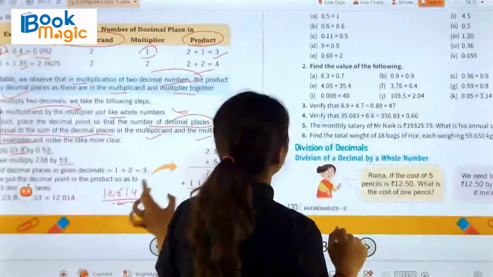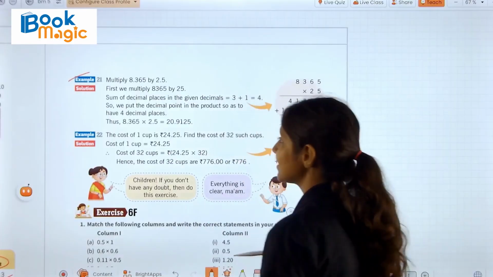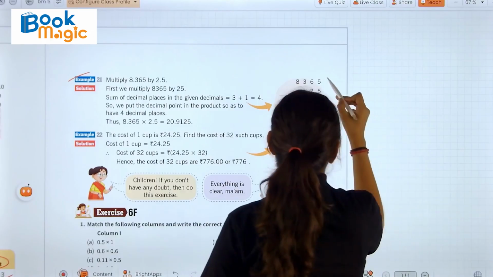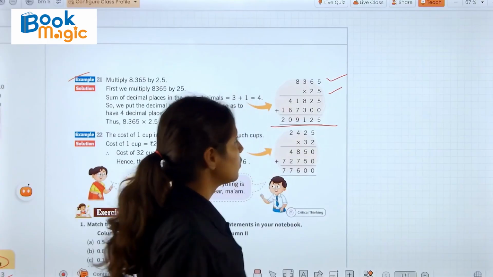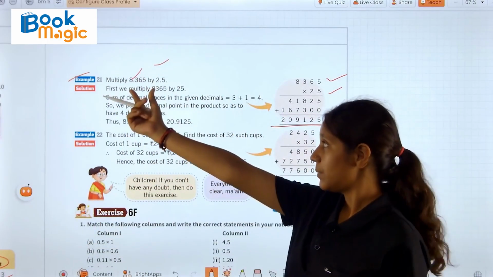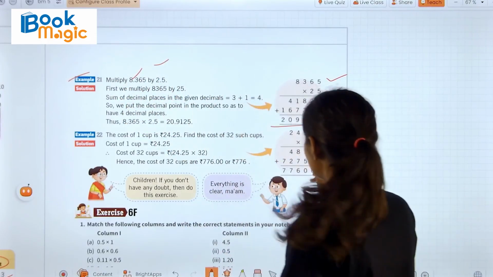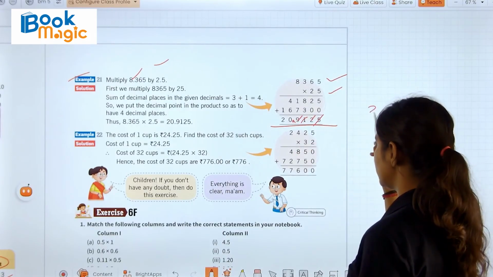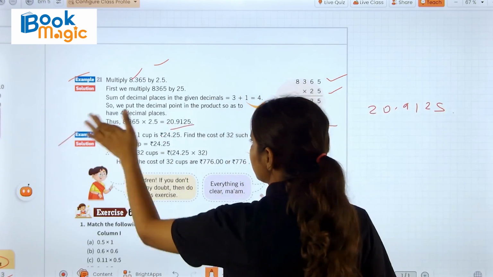Here we have example number 21. Multiply 8.365 by 2.5. Multiplying 8365 by 25, we get 209125. The multiplicand has three decimal places and the multiplier has one. Together they have four places. So we leave four places, that is 1, 2, 3, 4, and add the decimal. So it will be 20.9125.